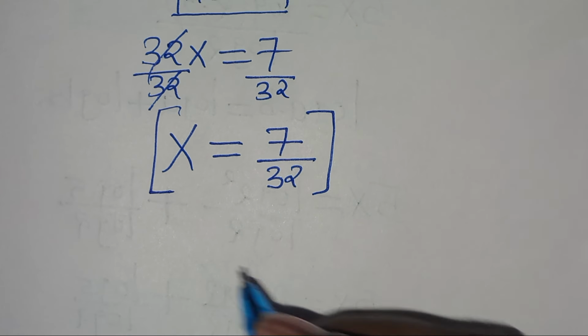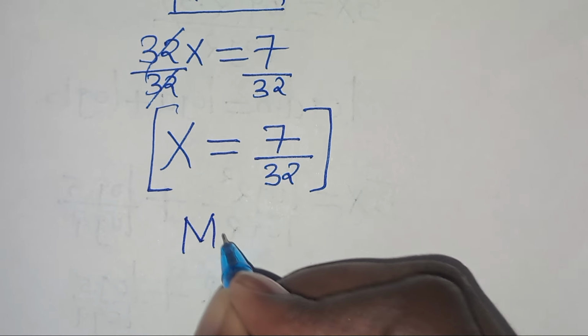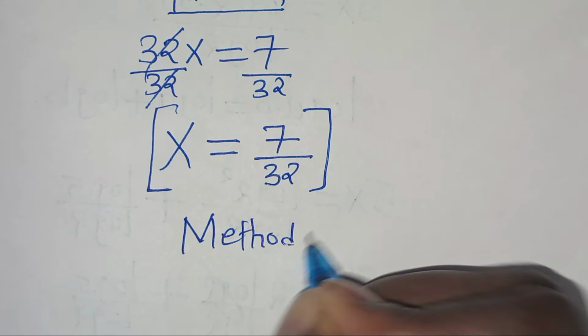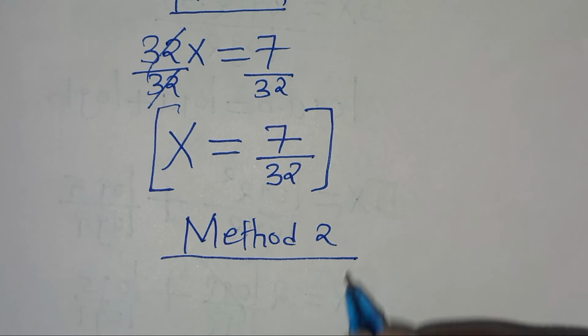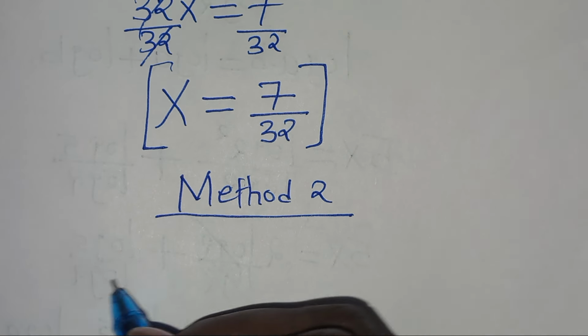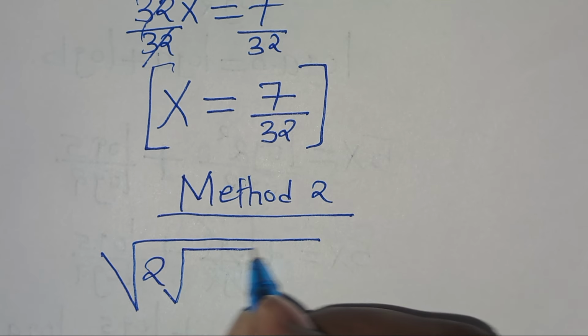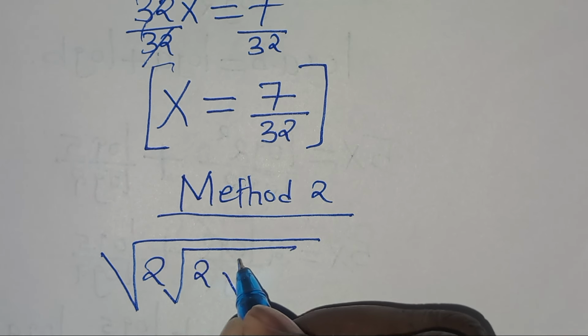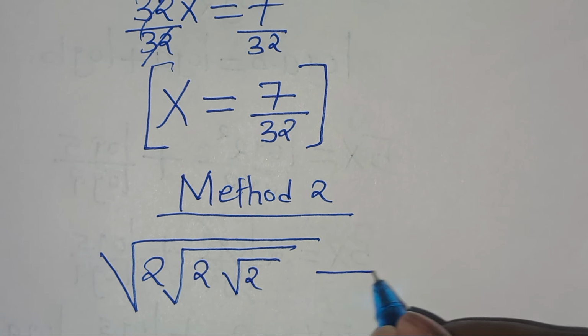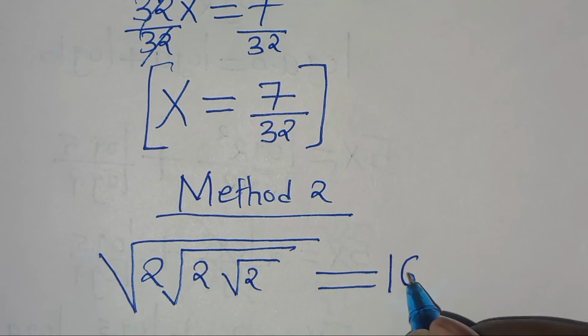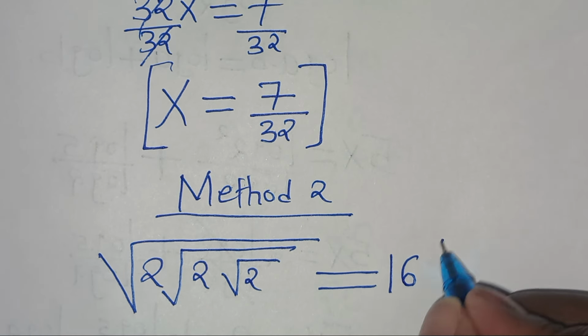Now let's proceed to method 2. Now we have the square root of 2 multiplying by square root of 2 here, multiplying by square root of 2. This is equal to 16 to the power of x.